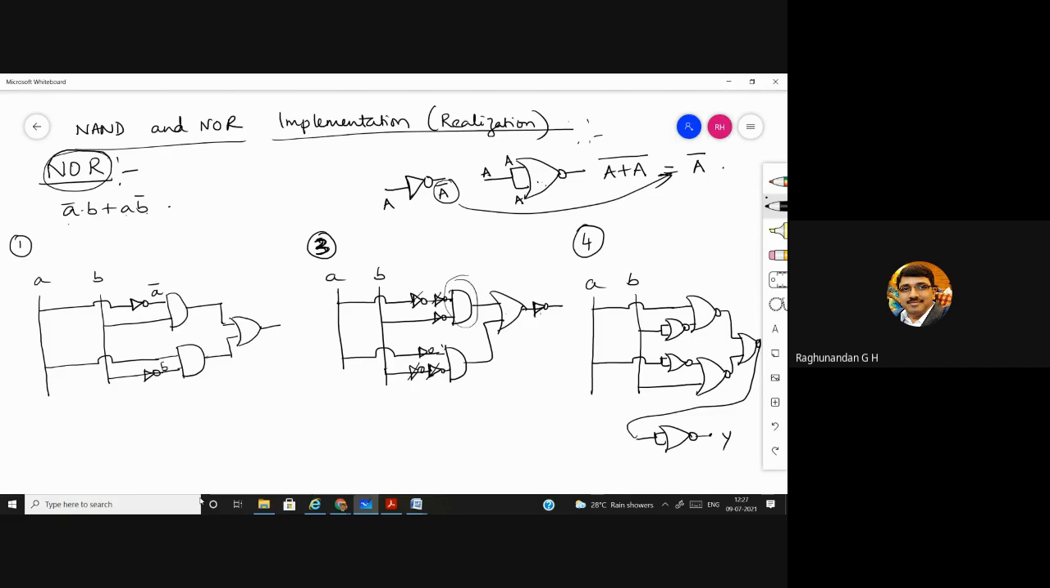For this one. For this one. Okay, for this we are having this one. For this we are having this. For this we are having this. And for this, as you know, this one. For this one, this one.